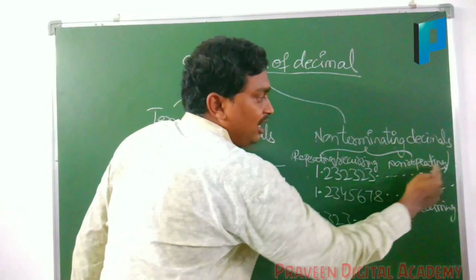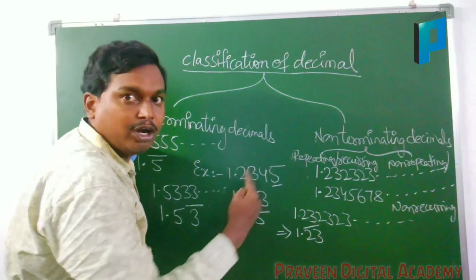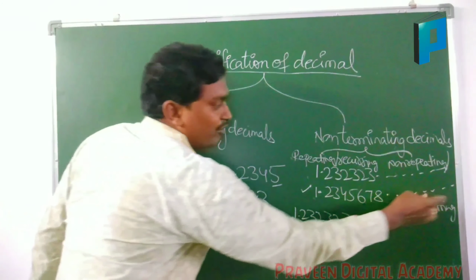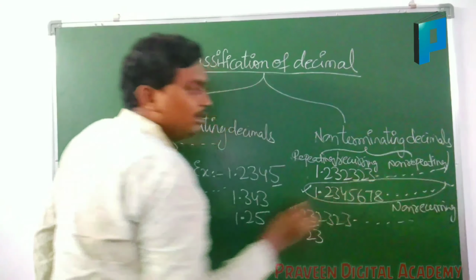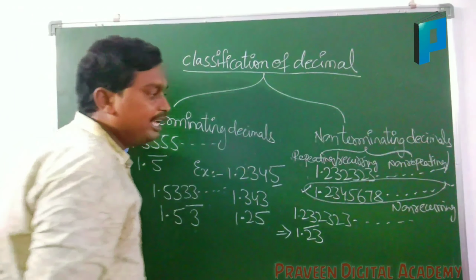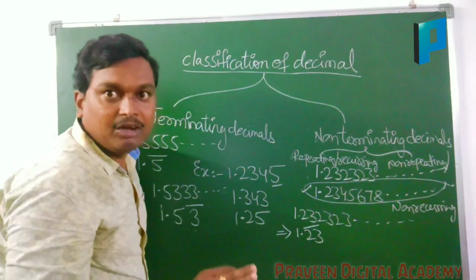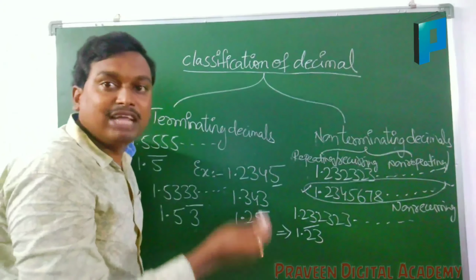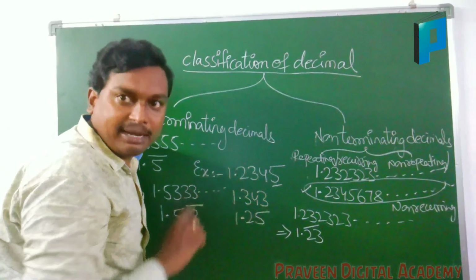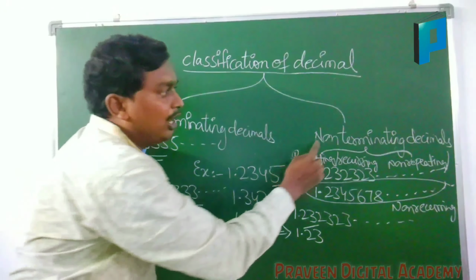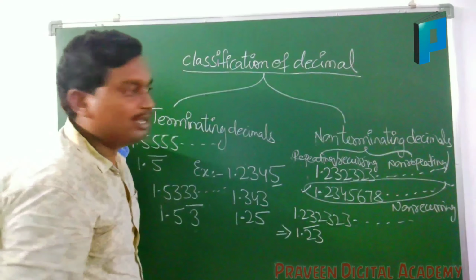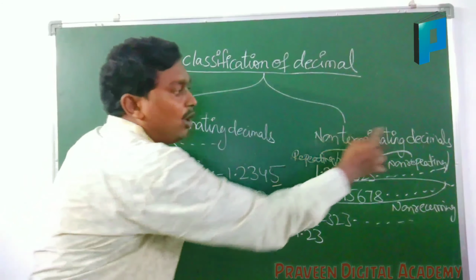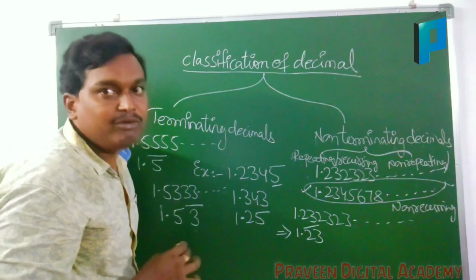Now, non-terminating, non-repeating or non-terminating, non-recurring decimals. Here is an example of a non-terminating, non-repeating decimal. This number does not have an end. Wherever there is no end, we call it a non-terminating decimal. If the number is repeating, it is non-terminating repeating. If the number is not repeating, it is a non-terminating, non-repeating decimal. Here this decimal has no end and is not repeating, so we call it a non-terminating, non-repeating decimal.